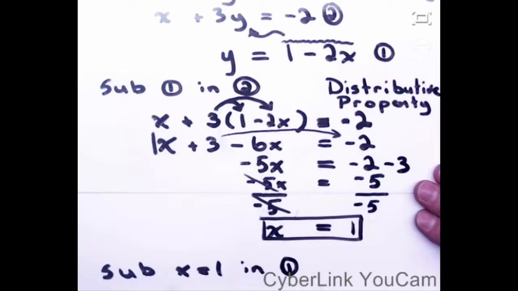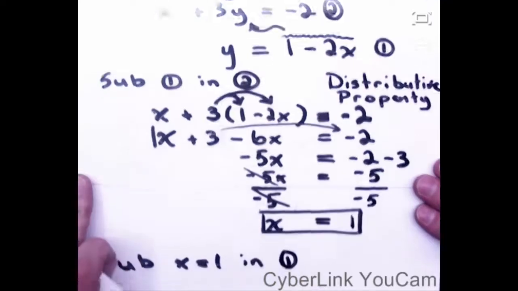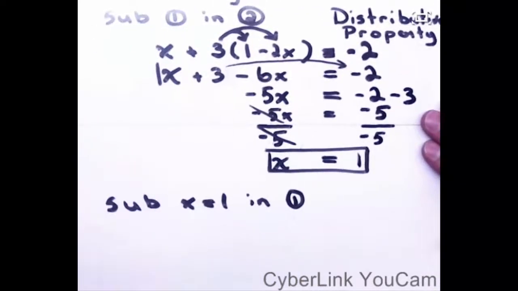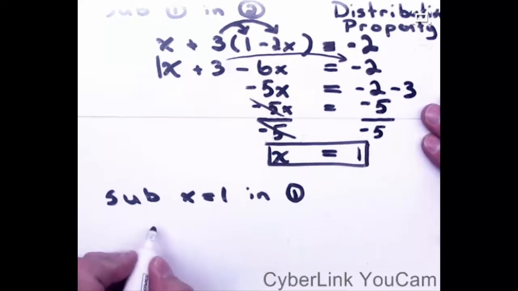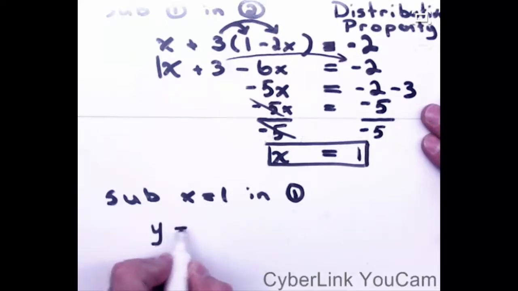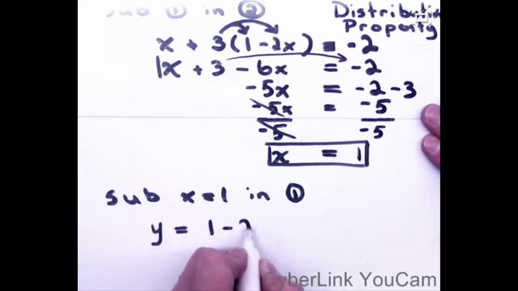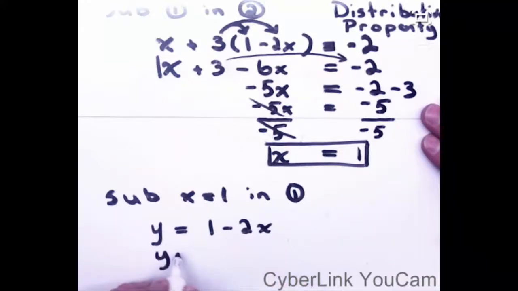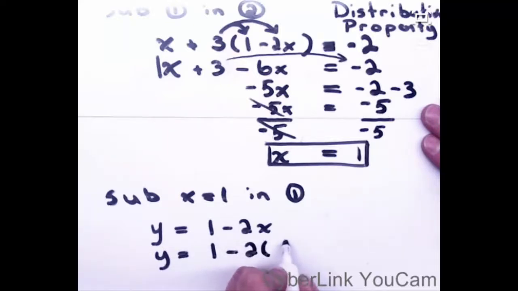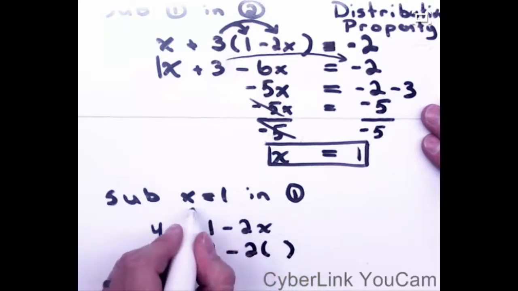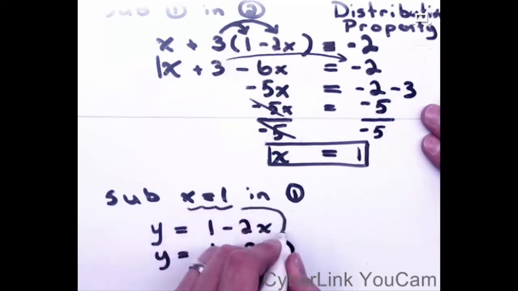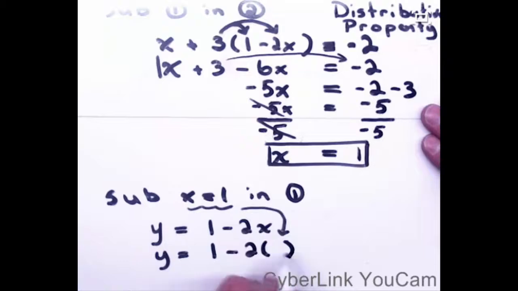Okay, so here we go. I'm going to rewrite equation 1 here. Y equals 1 minus 2x. And anywhere I see an x, now I'm going to substitute a 1 in. So 1 minus 2 times, put your insertion brackets, and now it's time to substitute right here. Put the 1 in. Now you have to do the math.